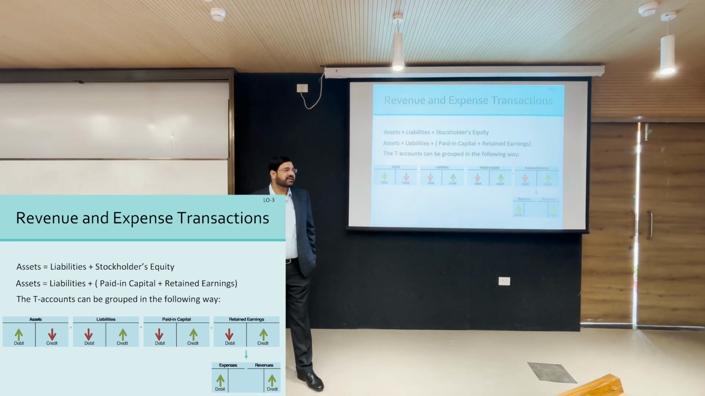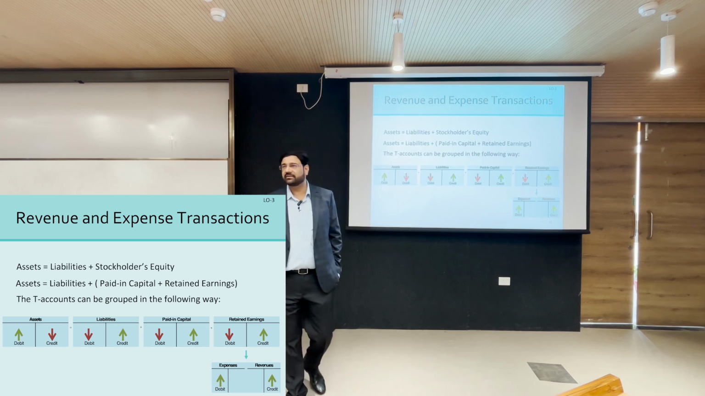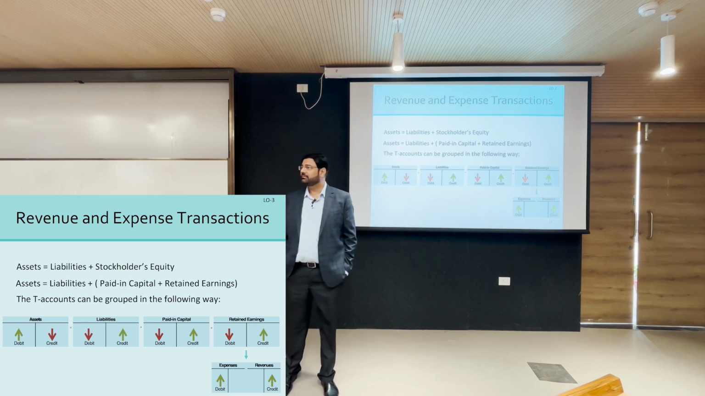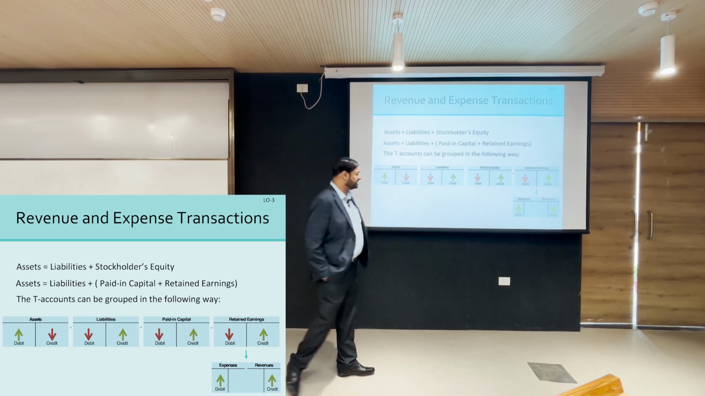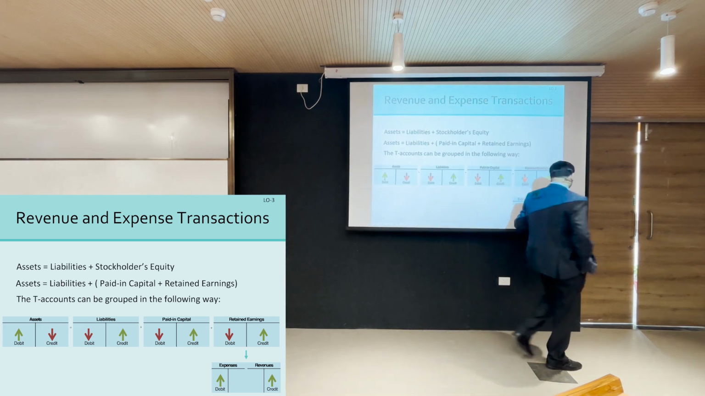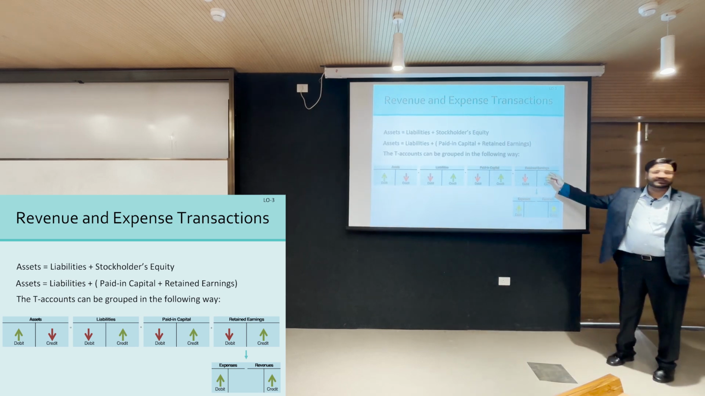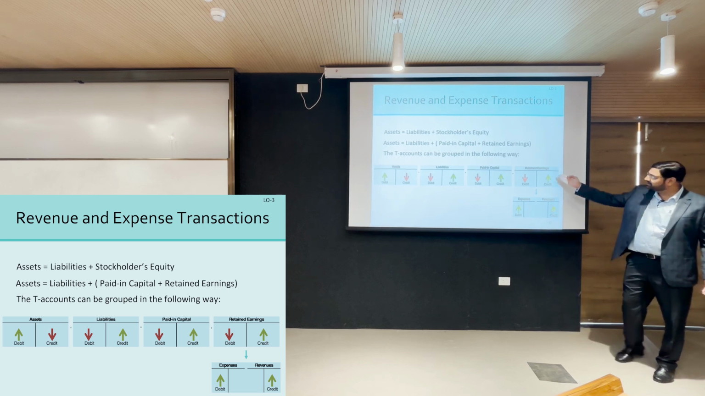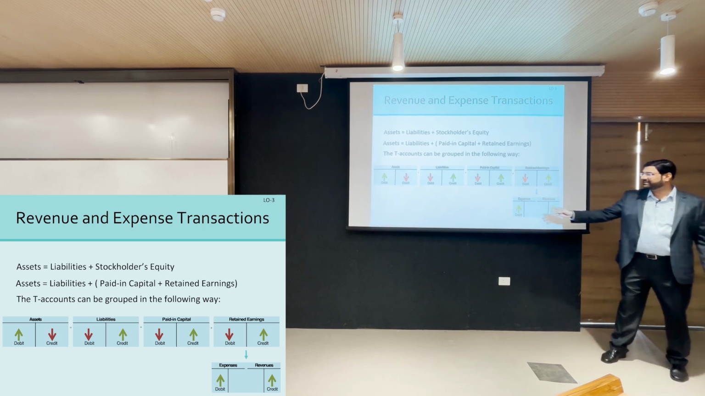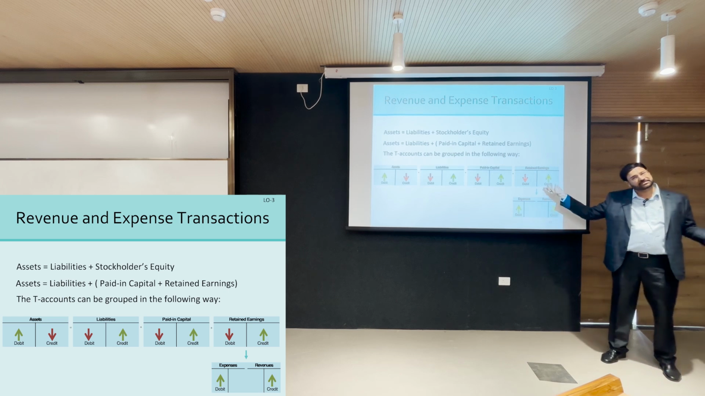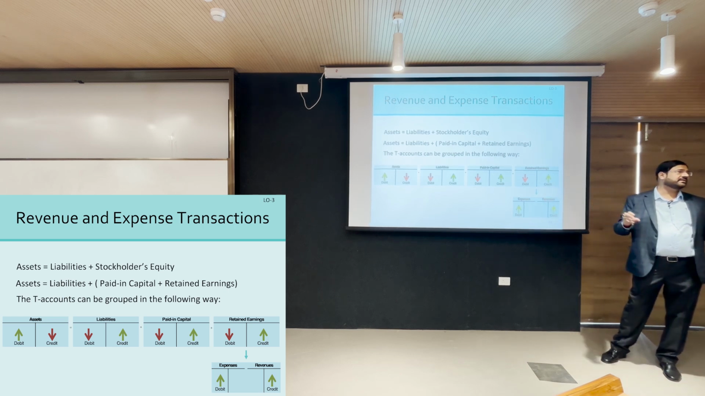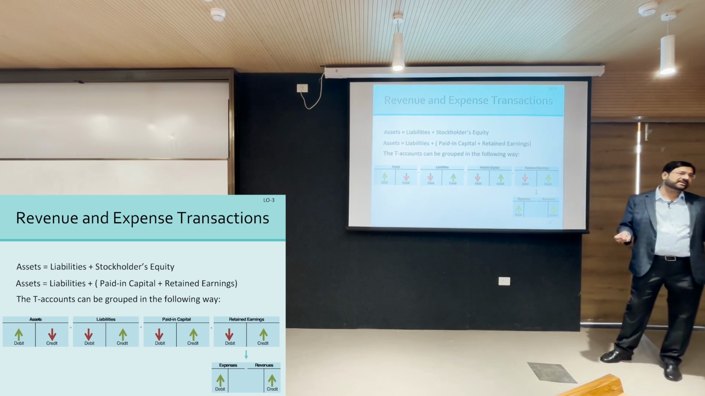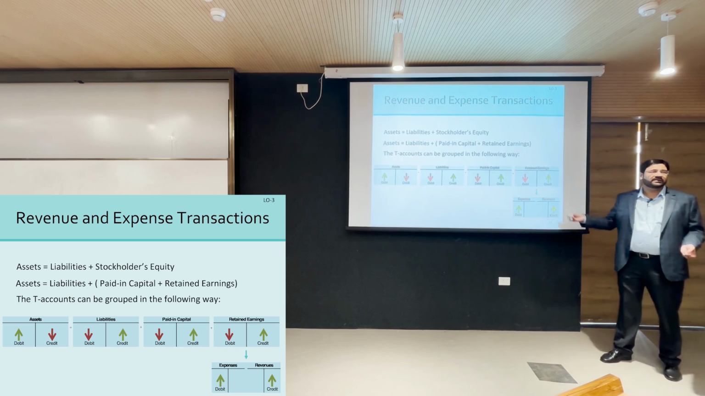What was profit? Selling price minus cost price was profit. Increase in selling price will increase profit. So, increase in selling price is equivalent to revenues. Increase in selling price will increase earnings, the same as retained earnings. Increase in selling price will increase profits, and increase in costs or expenses will decrease profits. Are you clear?